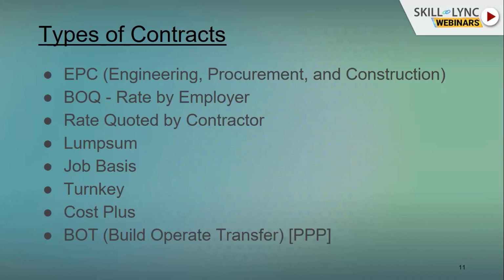The next is BOT, build, operate, and transfer. This is a major contract which we mostly find in the government sector, where 70 to 90% of big government projects are running under this contract. I will give you one example: the Mumbai Metro is run by MMRDA, but is currently built, operated, and transferred by Reliance.